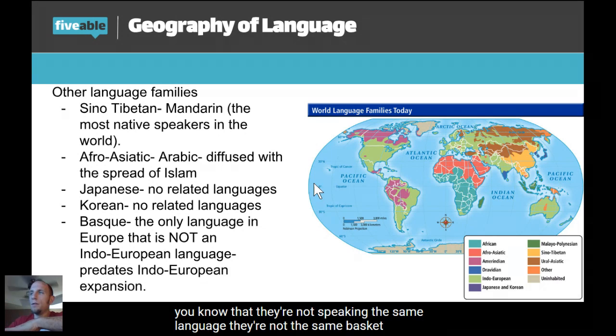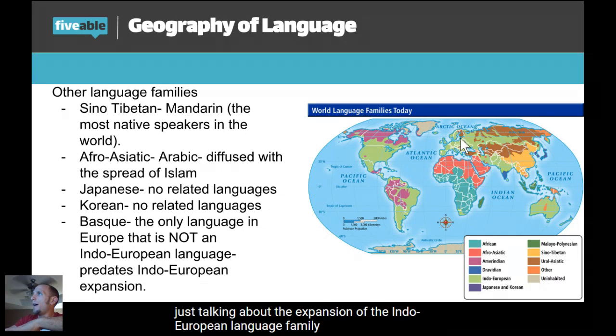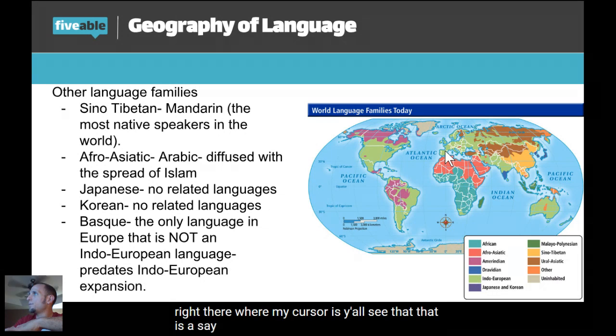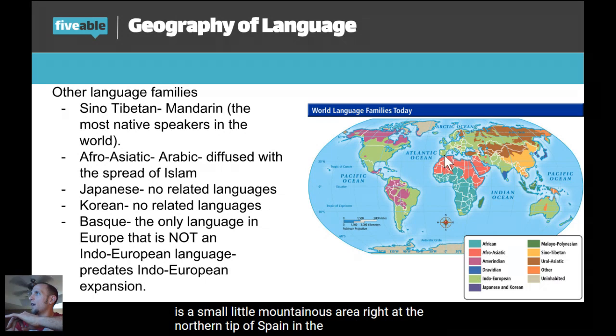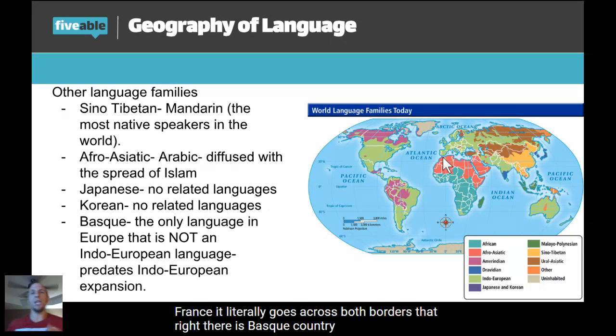Basque. We were just talking about the expansion of the Indo-European language family, and you see that all of Europe is speaking, for the most part, an Indo-European language. But if you look right there where my cursor is, do you see that? That is a small mountainous area right at the northern tip of Spain and the southern tip of France. It literally goes across both borders. That right there is Basque country, okay? And they speak a unique language called Euskera.